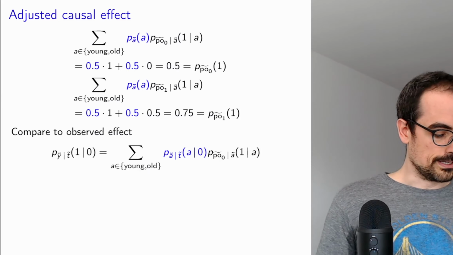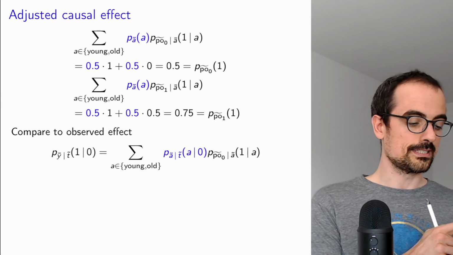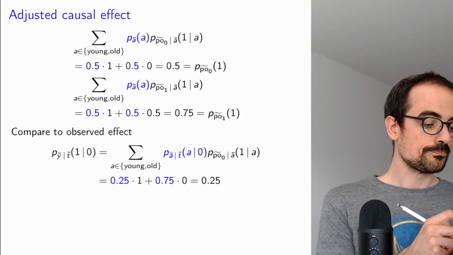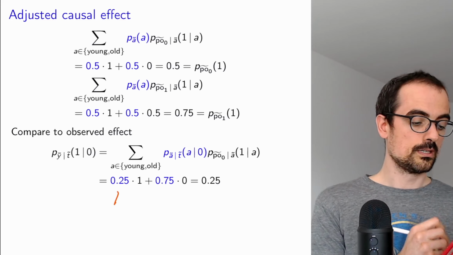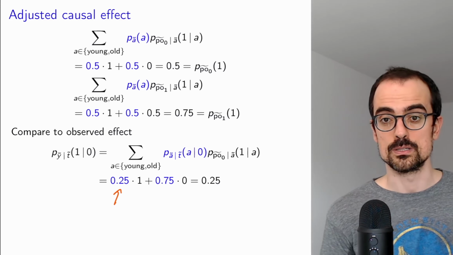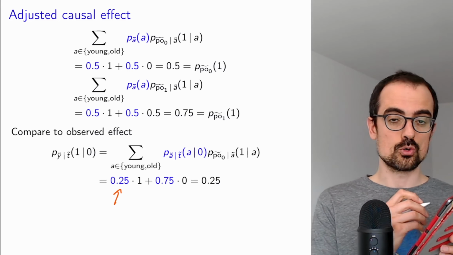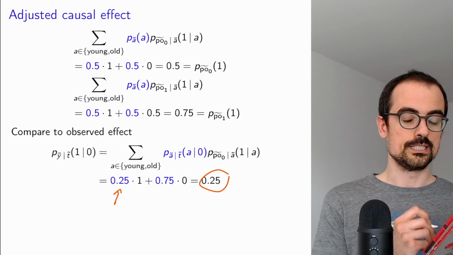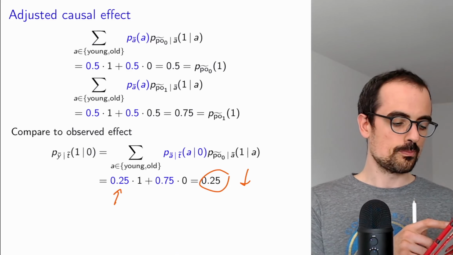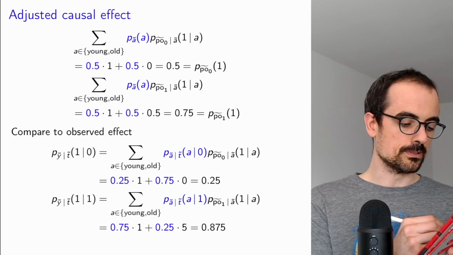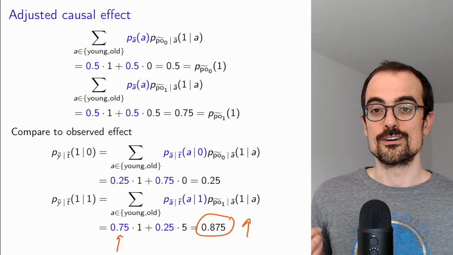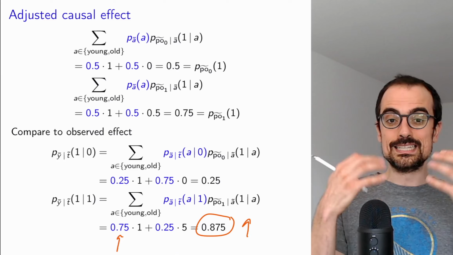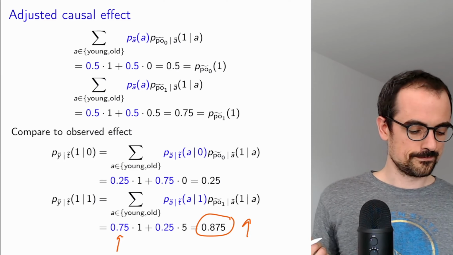If we compare this to the observed effect, this is exactly what I just said. Remember that there are fewer young people in the control group, which drives down this probability of recovering if you're in the control group, and there are more young people in the treatment group, which drives up this probability of recovering if you're in the treatment group, which completely distorts the observed effect.